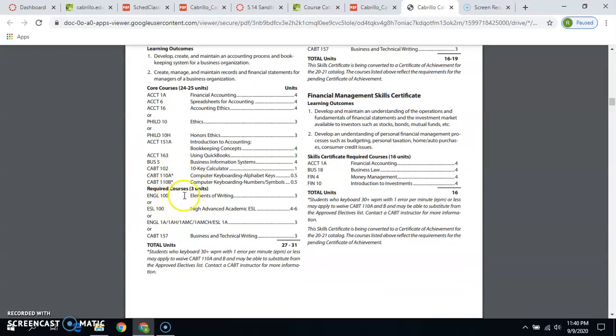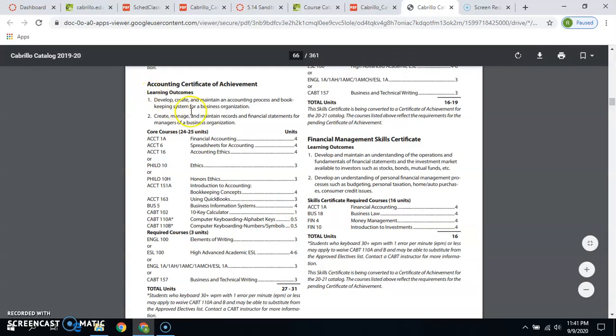And the other piece to this is you need a 3-unit class for English from English 100, ESL 100, English 1A, or Cabot 157. Okay, so you don't need all these 4 courses, you need one of them. So when you combine all these units right here in one of these courses, you should have between 27 or 31 units, at which point you can petition to graduate with a Certificate of Achievement in Accounting.